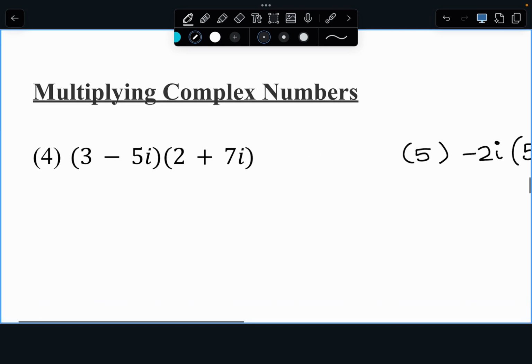Okay, what we did before, did you guys prefer box method for multiplying polynomials? Some of you did. Okay. You can do this the same way. I'll show you what I mean by that if you don't remember what box method was. 3 and then a minus 5i times 2 and a positive 7i.